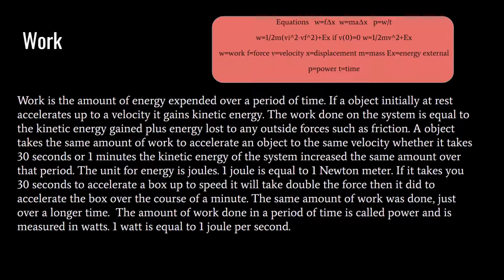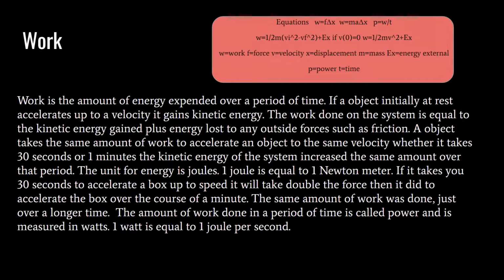And then we have some longer equations up there that describe work in terms of energy put in and energy external, comparing initial and final velocities. Work is the amount of energy expended over a period of time. If an object initially is at rest and accelerates up to a velocity, it gains kinetic energy. The work done on the system is equal to the kinetic energy gained plus the energy lost to any outside forces such as friction or gain in potential energy.